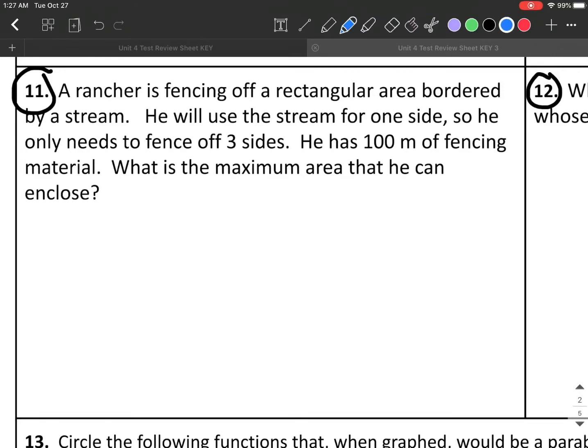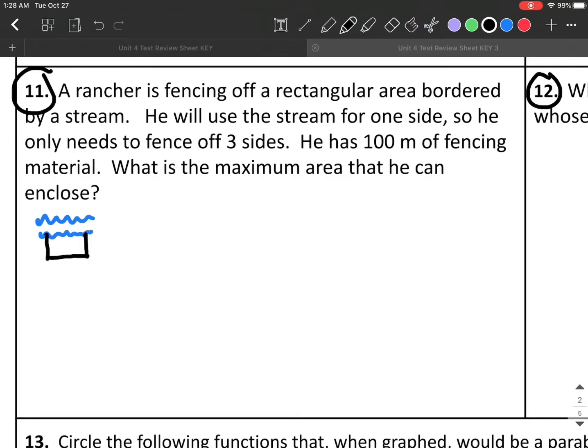So when you see most word problems, it helps to draw a diagram. So that's what I'm going to do. I'm going to draw a diagram here on the side. I have a stream, and I'm going to make a rectangular fence next to the stream. One side of the rectangle is actually the stream. So the stream is not going to be included in the fencing.